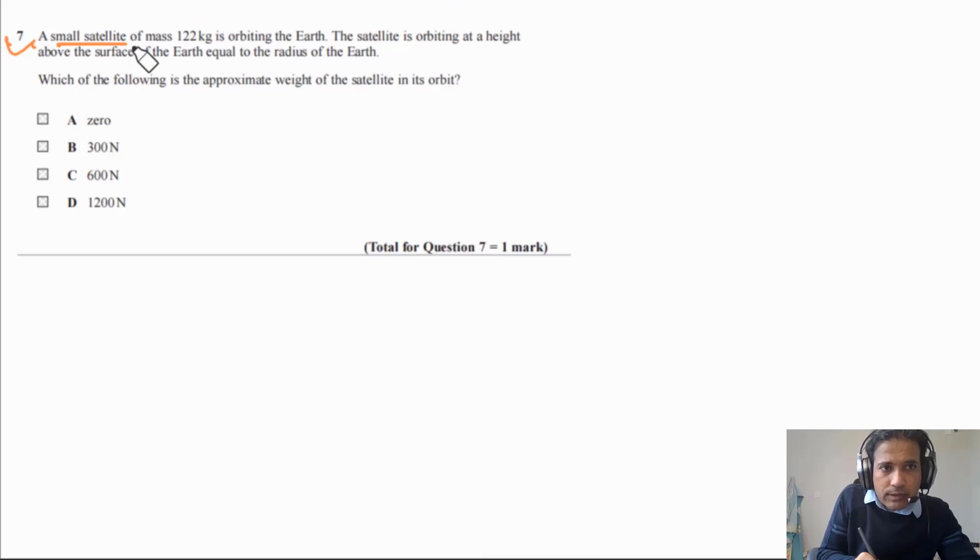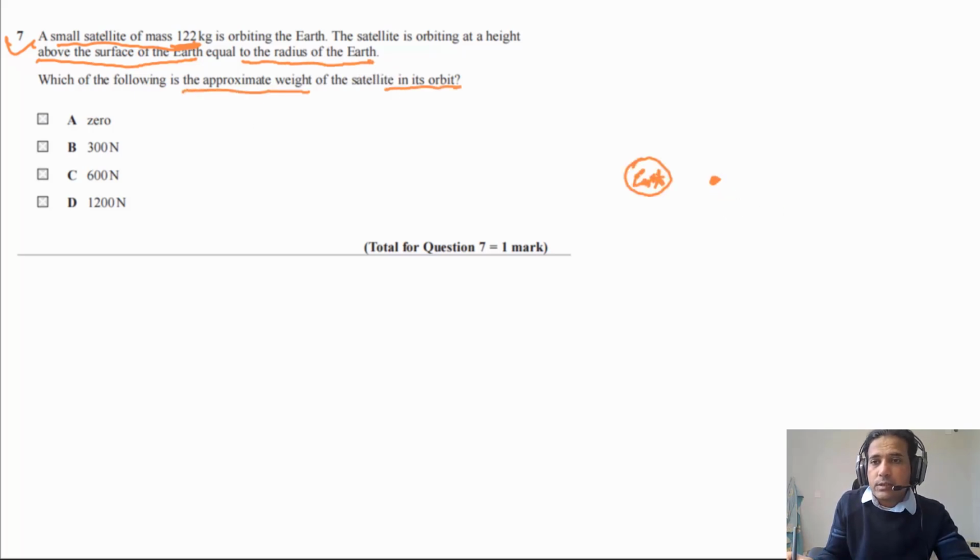Question 7 says a small satellite of mass 122 kgs is orbiting the Earth. The satellite is orbiting at a height above the surface of the Earth equal to the radius of the Earth. So this is the satellite, and this is the height, which is equal to the radius. So this total distance from the center is equal to 2 times r.